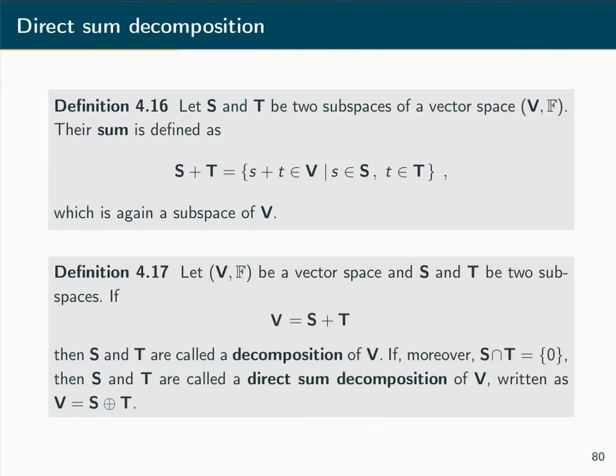Now, there's one final definition in chapter 4, which reads as follows. Let V be a vector space and S and T be two subspaces of V. If the sum of S and T corresponds to the entire vector space V, then S and T are called a decomposition of V. If, moreover, S intersecting with T just consists of the origin of the vector space, then S and T are called a direct sum decomposition of V, and we write it with a plus sign with a circle around it. So this stands for the direct sum decomposition.